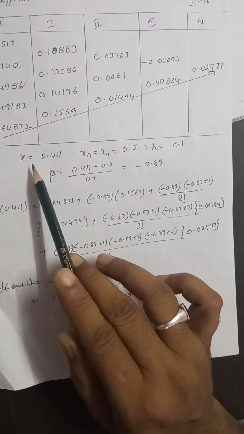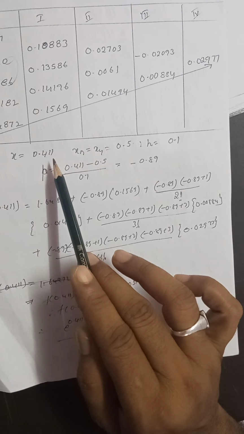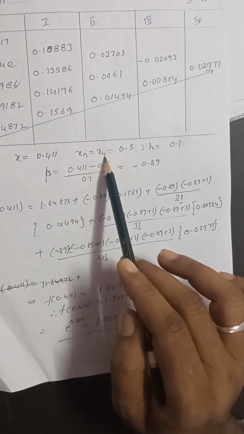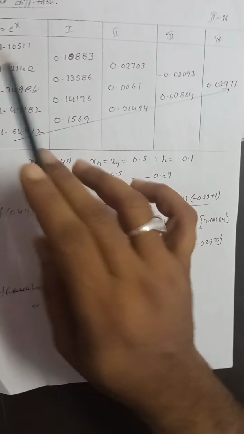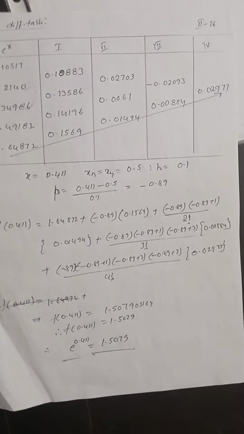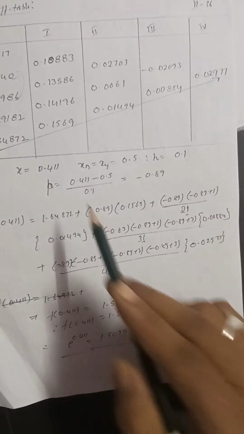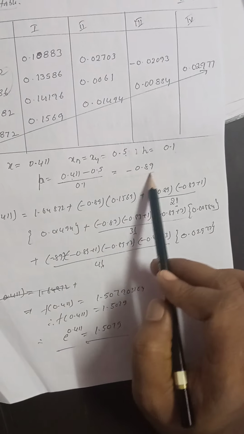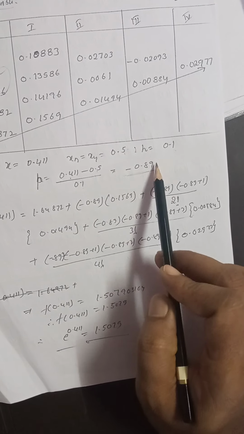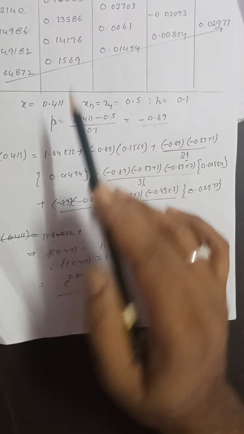Now x is equal to what? At x is equal to 0.411. xn is what? xn is the last value of x, that is x4, 0.5. H value is what? The difference between any two consecutive values of x, that is 0.1. Therefore p is equal to x minus xn by h. The value of p is minus 0.89. Now I am substituting in the formula.